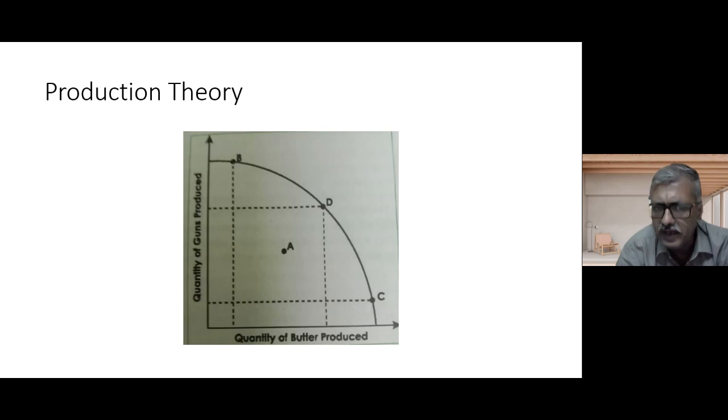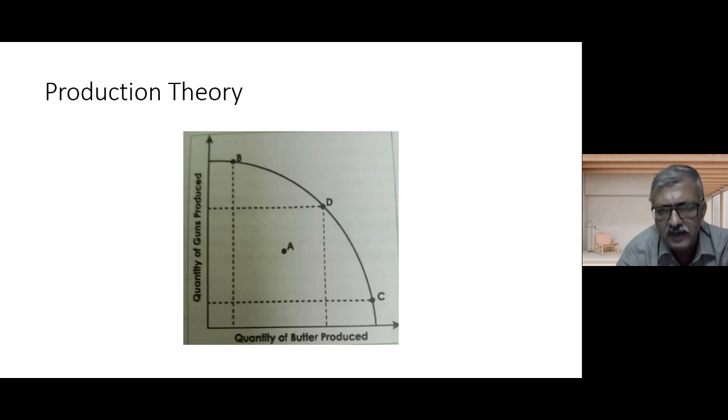If you see the graph, the quantity of guns is on the x-axis, and the quantity of butter is mentioned. Now suppose I am using all my factors of production only for producing butter, not for guns, then I can get C quantity of butter but zero quantity of guns. Scenario number 1. Scenario number 2.